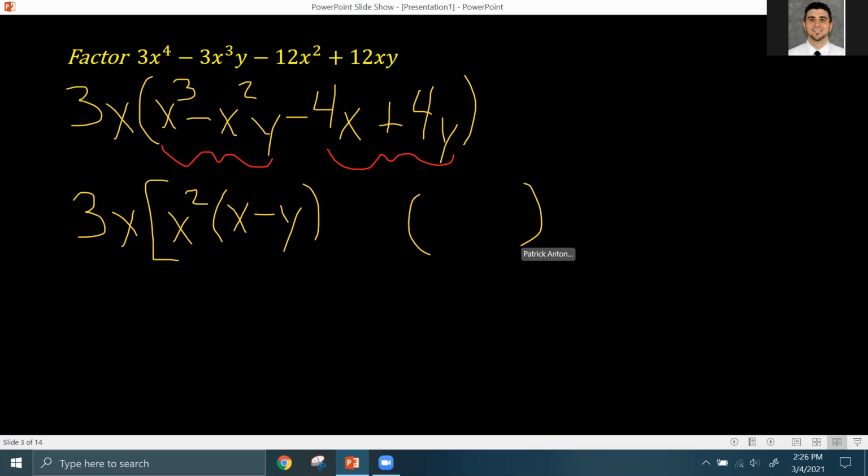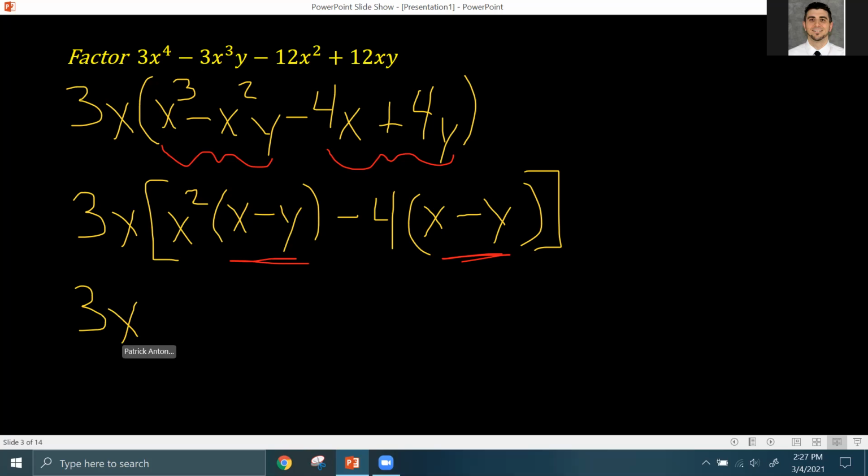In the second group, it looks like you should factor out a 4. But if you just factor out a 4, you'd have negative x plus y in the parentheses, which would present a problem because what you want in the second set of parentheses should match what's in the other set of parentheses. Thankfully, if you factor out a negative 4, that will change the signs on what's in the parentheses, and you'd have an x minus y. Now, each factor in parentheses is the same, so I can then factor that out. So you'd have 3x times x minus y times x squared minus 4.